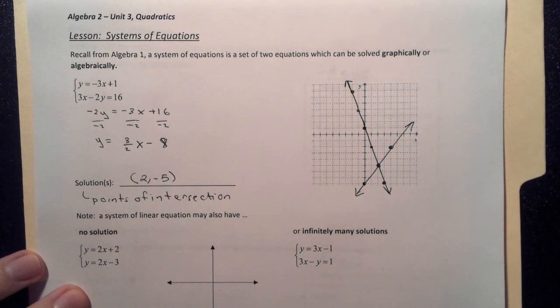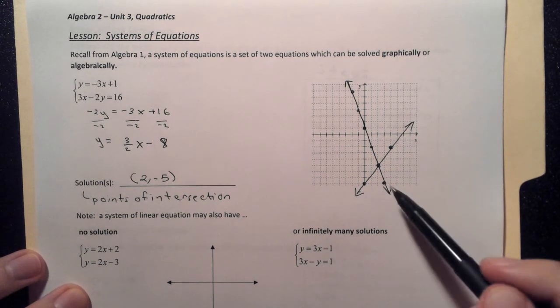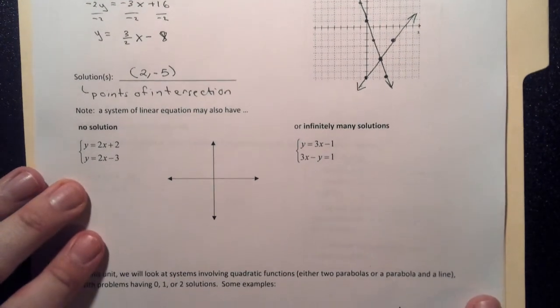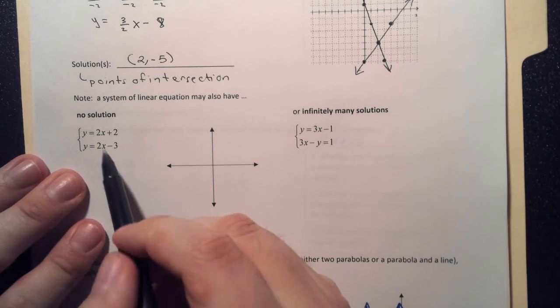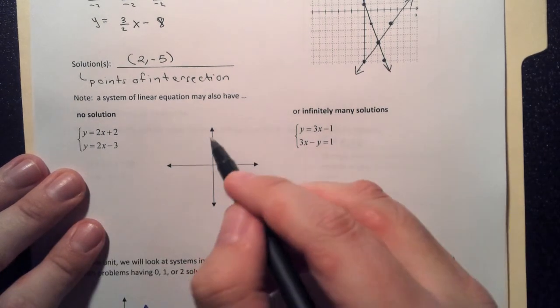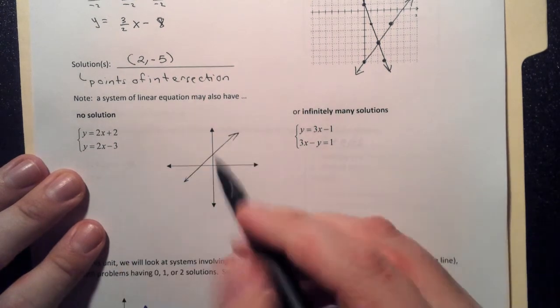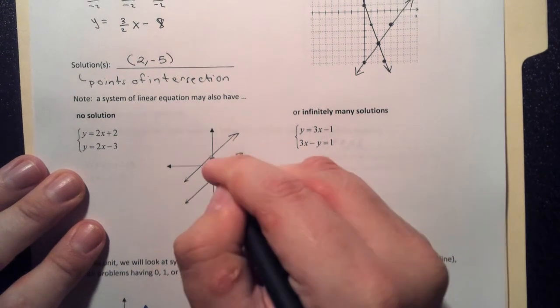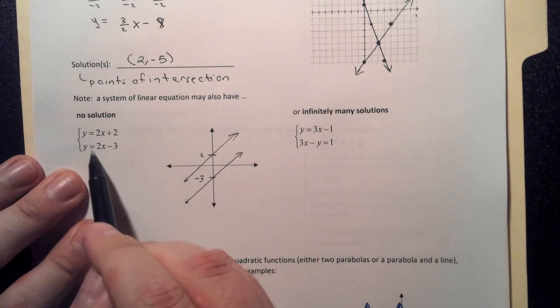Now most of the systems that we'll be dealing with will have one or two solutions. But you might recall, when we did this in Algebra 1, you would have the possibility of a system with no solutions. If I had something like y equals 2x plus 2, and y equals 2x minus 3, these lines are parallel because they have the same slope.